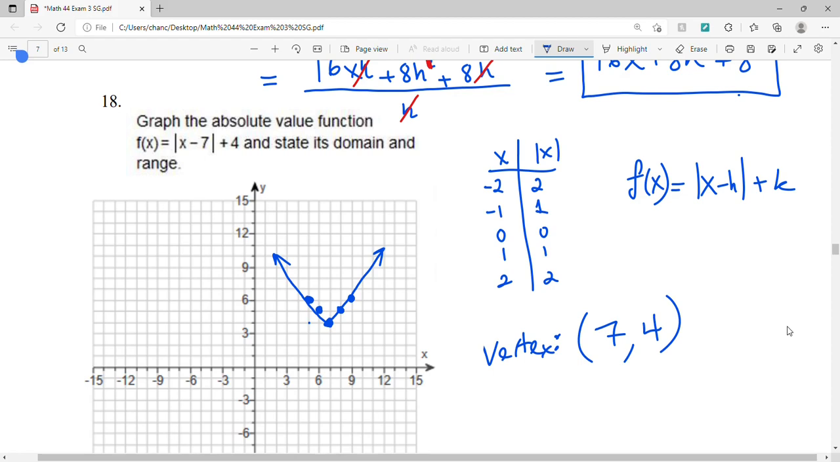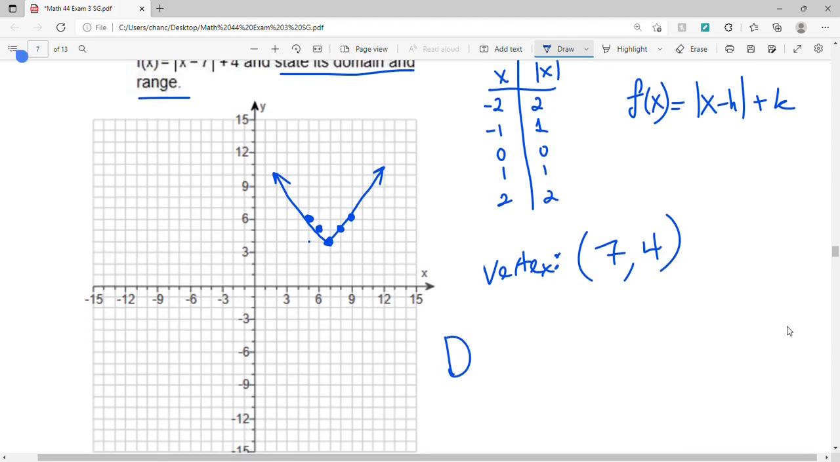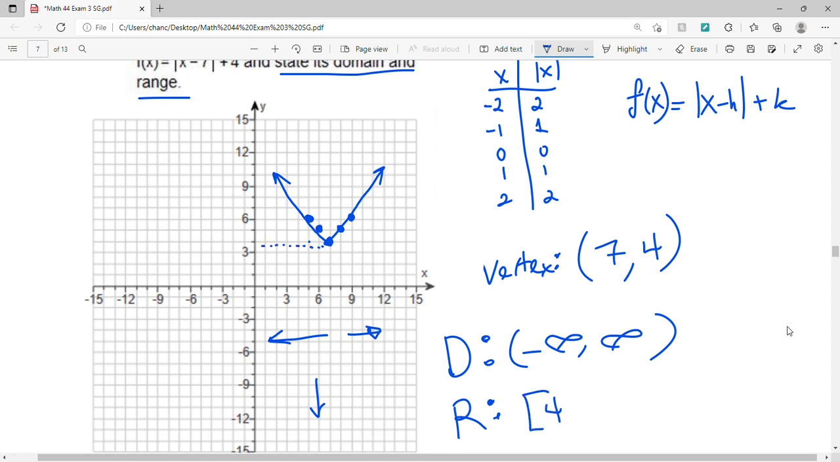We have the graph done, but it also wants us to state the domain and range, so we'll write that down. The domain again is left to right. It goes left forever, to the right forever. So the domain is negative infinity to infinity. For the range, it goes down. It looks like a 4, so it's a square bracket 4, and we're going to go up forever. So our range is square bracket 4, comma, infinity.